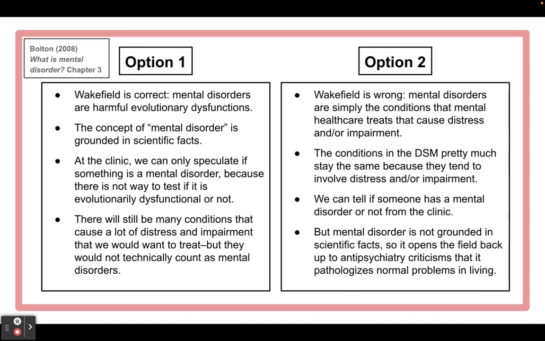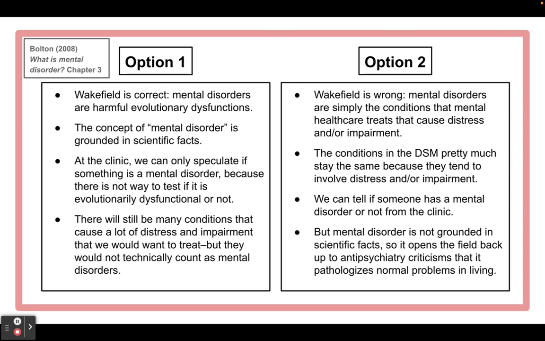If you remember from that video, he lays out these two options. Option 1 is the naturalistic approach to mental disorder, which he thinks is characterized best by Wakefield. Mental disorders are grounded in harmful evolutionary dysfunctions. What's nice about the naturalistic approach is that it grounds mental disorder in these scientific facts, but there's the drawback that it's not very clinically useful, right? You can't really distinguish if someone has an evolutionary dysfunction from the clinic.